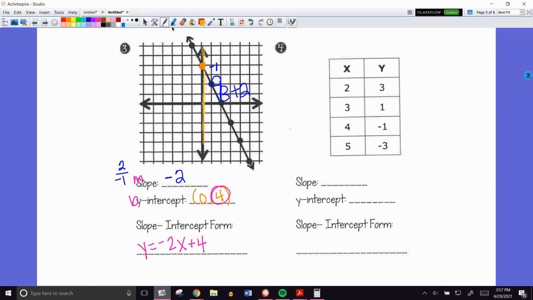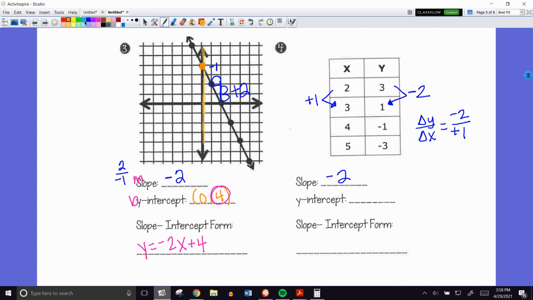Then for my table, number 4, I get 3 to 1. To go from 3 to 1, I subtract 2. And then to go from 2 to 3, I added 1. So when I do change in y over change in x, I get -2 over +1. And hey, it simplifies to the same thing. Slope is going to be -2.